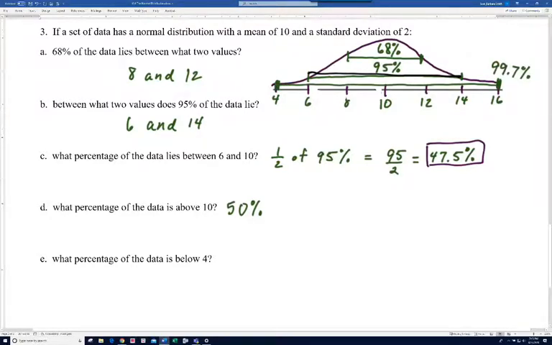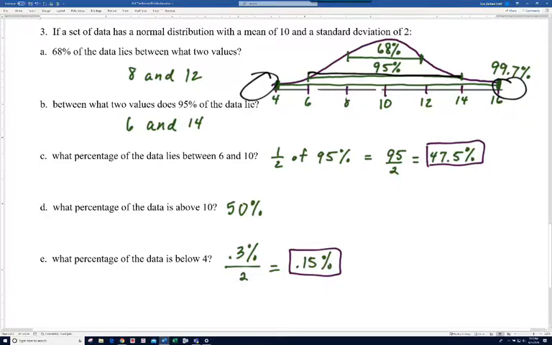99.7% of the data goes from 4 to 16. Well, that means that 0.3% of the data would be out here. And again, this is symmetrical, so there should be the same amount or the same percentage of the data on each side. So we want to divide 0.3% by 2, and we get 0.15%. And that's going to be it for this video.